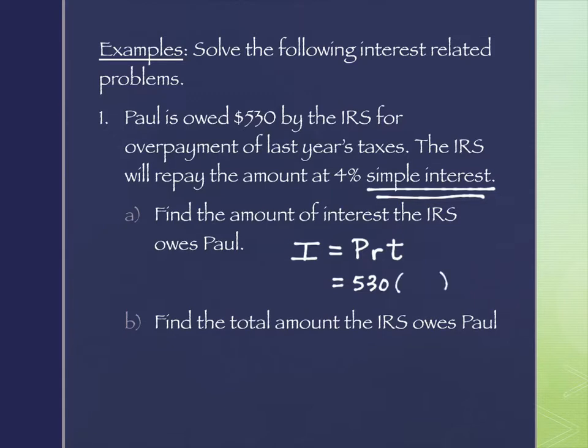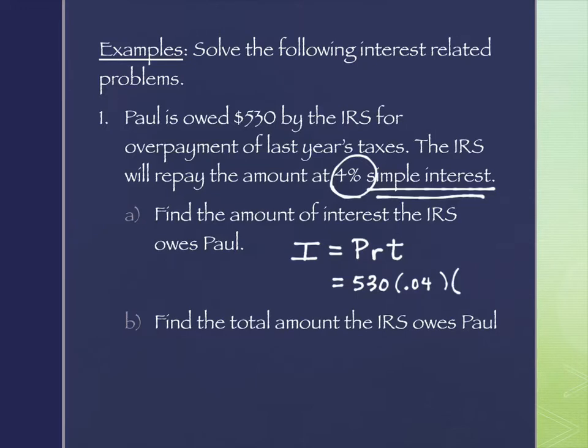R is our interest rate as a decimal. So the interest rate that they give you is 4%, but I need it as a decimal. What is 4% in decimal form? 0.04. Right, 0.04. As you'll remember, you just move the decimal 2 places to the left from a percent to turn it into a decimal.